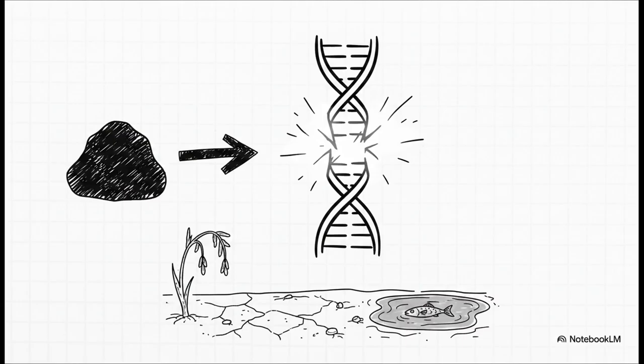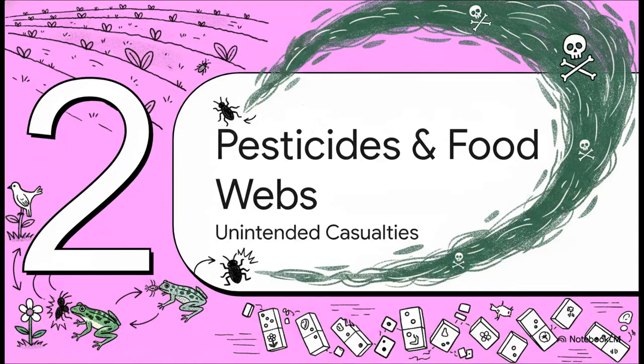Plus, and this is huge for your genetic studies, heavy metals can cause severe DNA damage and alter gene expression. That means long-term genetic consequences that strip a species of its ability to adapt to future changes. Okay, let's keep it moving to part two, pesticides and food webs.